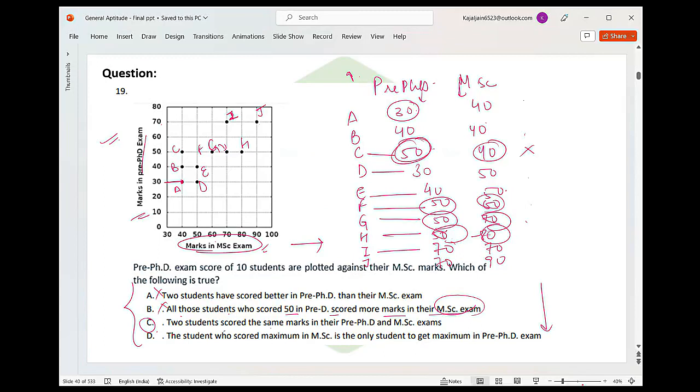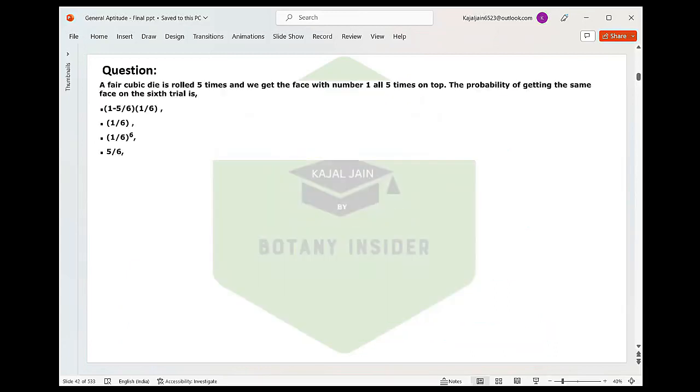Two students have scored the same marks in pre PhD and MSc. So 70 and 70, 40 and 40. Correct. Option D, the student who scored maximum in MSc is the only student to get maximum in pre PhD. No, another one has also got 70 as the maximum, so D is also incorrect. Very good. All five of you got the answer correct. Excellent. Very simple question. This was a lengthy one, but if you understand the concept behind it, it won't take much time. Next question.